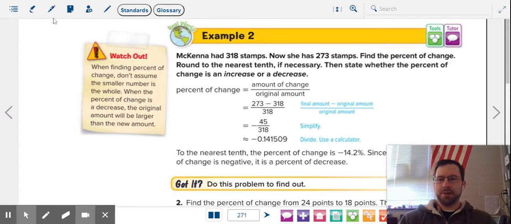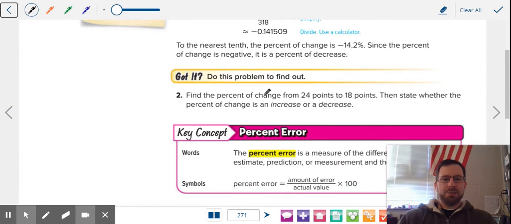We're on page 271 now. Find the percent of change from 24 to 18 points. That is a decrease. It went down. Could be a good thing or a bad thing, depending on what we're talking about. How much did it go down by? It went down by 6. It was a negative 6 change.